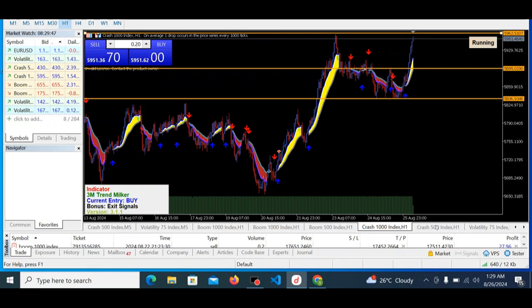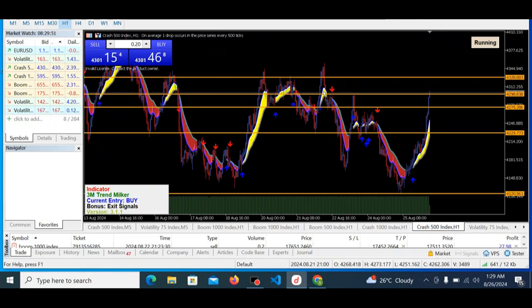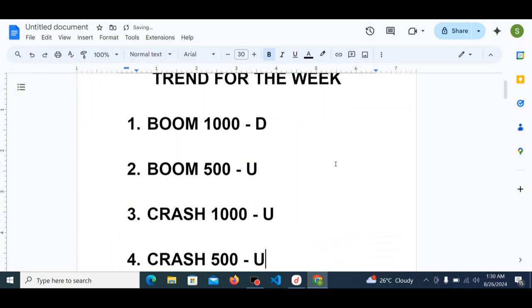So guys, let's check out Crash 500. This is Crash 500, and of course this was on downtrend before but came to an end at this support zone, and it has started an uptrend and it is still buying at the moment. It may likely get to this resistance zone before it will have a major pullback. So this is very important. This is still more of an uptrend than a downtrend.